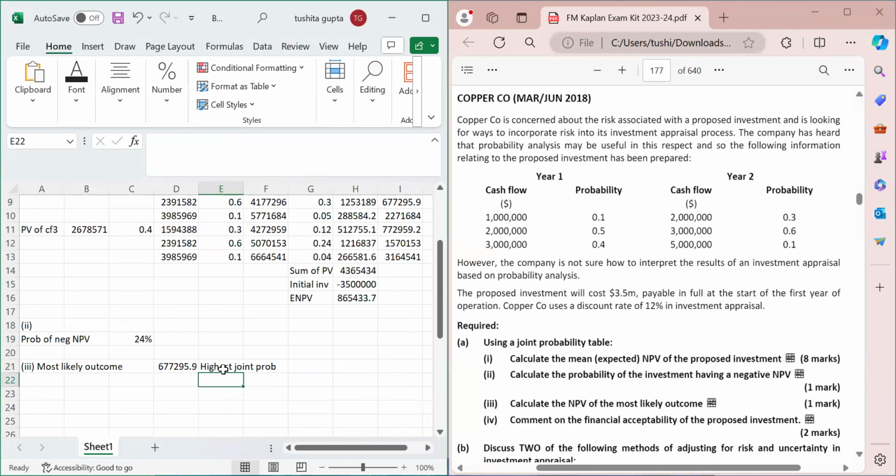Now let's talk about the fourth one, where we have to comment on the financial acceptability of the proposed investment.